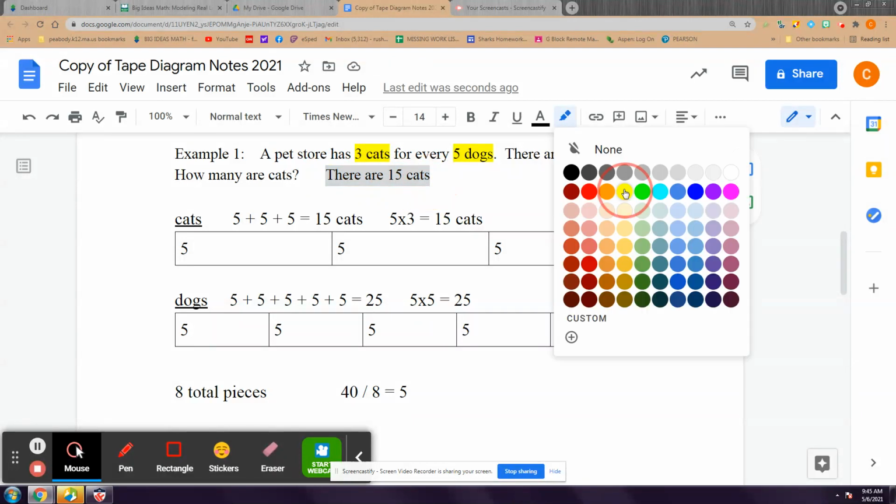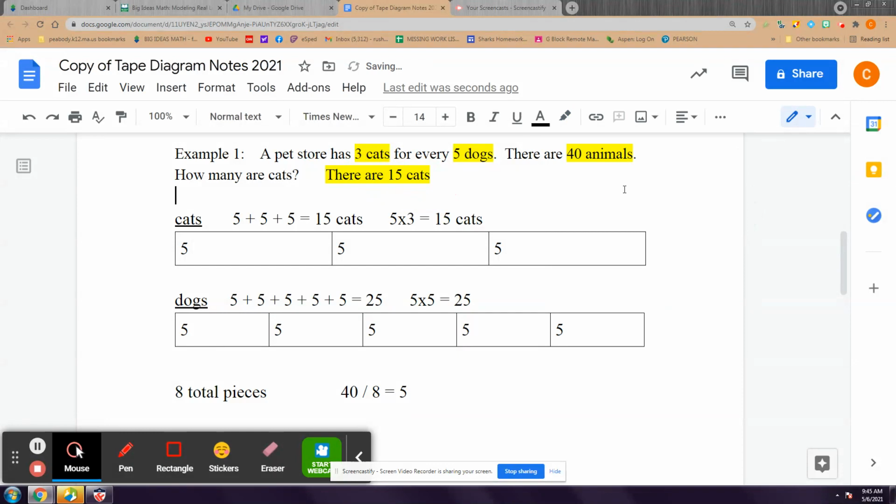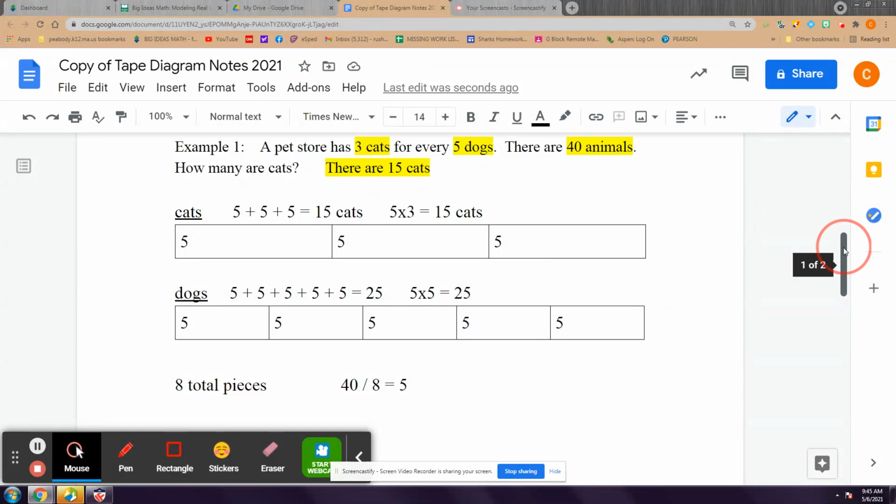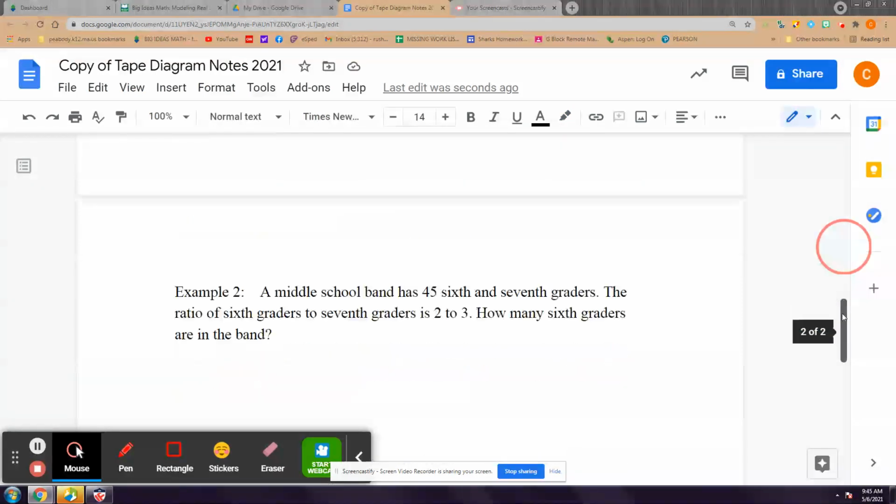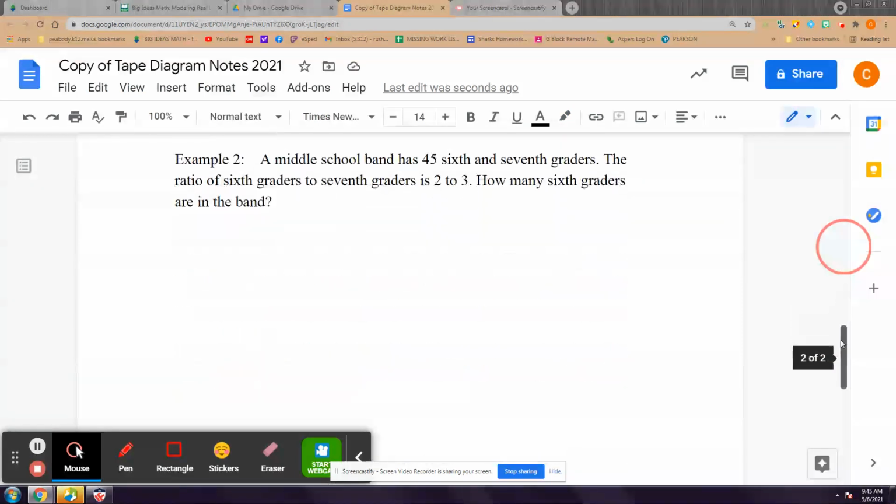And the more you guys do this, I think the easier it will get. We'll do a lot of practice with this. All right, we have one more example to do. It's on the back side, okay. This one we have to create the tape diagram.